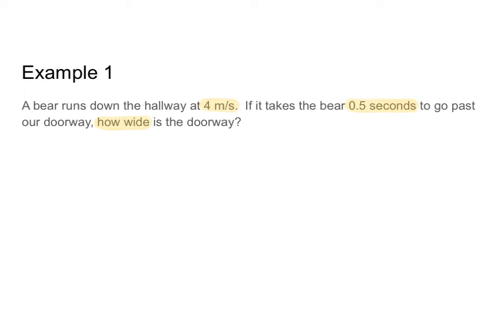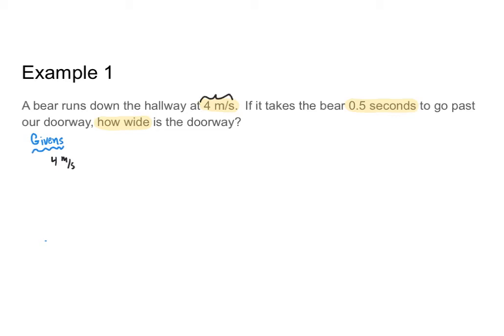And we're going to start by listing out our givens. So again, you can do this as a picture. I am in this situation not. I'm going to just go ahead and write down what I know. So the first thing I know is my 4 meters per second.